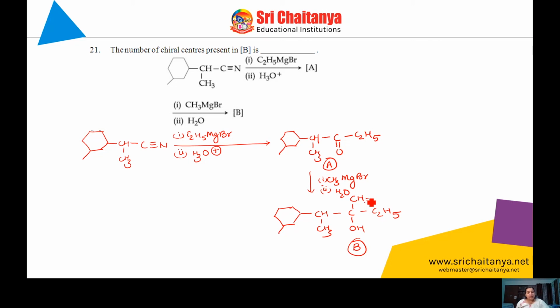Now let us see how many. The question says the number of chiral centers in this particular molecule B is. So let us see where they are. First chiral center is this one. Second, you have this one. Third, it is clearly apparent. Fourth is this one. So the answer for this integer should be 4. Right? As per the given instructions, you may fill it as 04 or 0004, but it is 4.